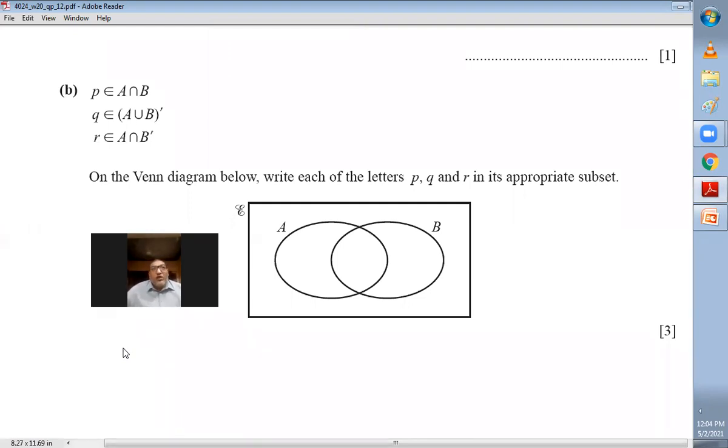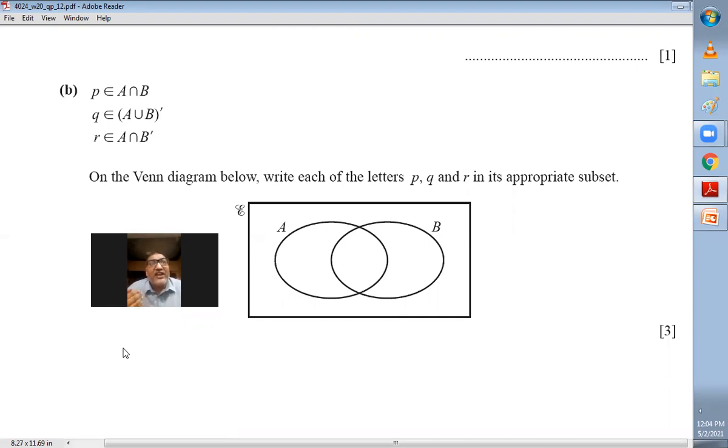The Q belongs to A union B whole complement. A union B means A and B both, and complement means out of them. So A and B both and out of them. So the Q will be outside the circles A and B. It will not be inside the circles.